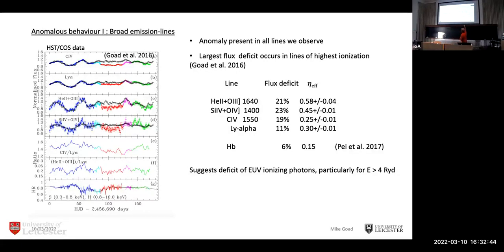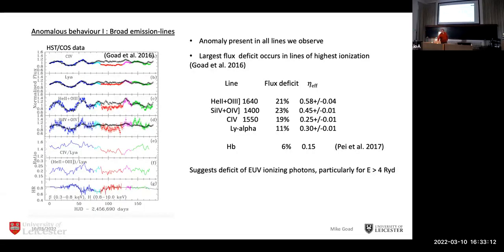So if you look at this table on the right here, here are the graphs, here are the corresponding flux deficits for each of those lines. And you can see that the biggest deficits occur in the lines with highest ionization. And the smallest flux deficits occur in basically lines which are most sensitive to the continuum around about 1 Rydberg. So they have very small deviations.